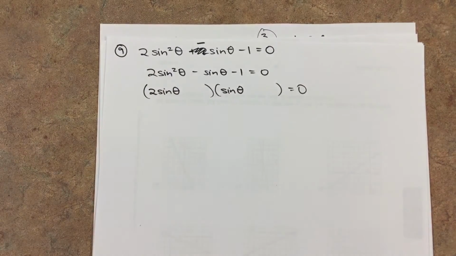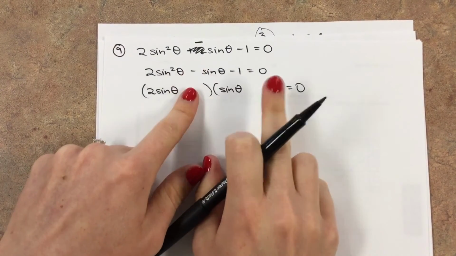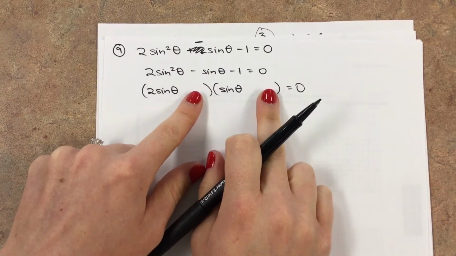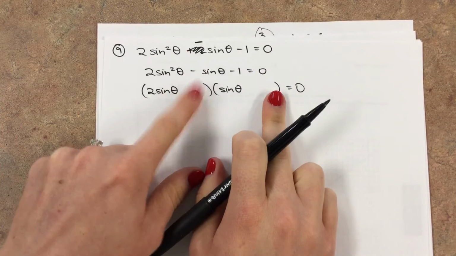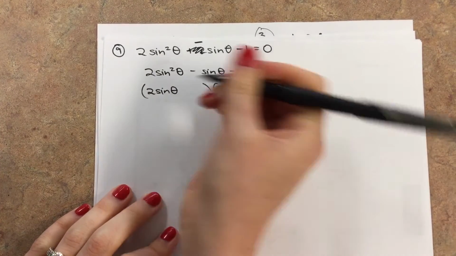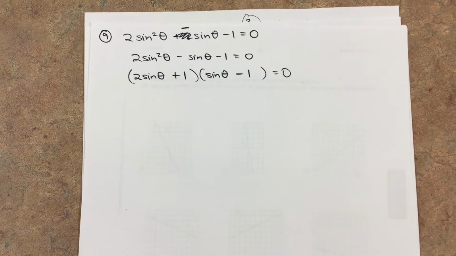So this is where we do the guess and check method. So minus 1, these two are supposed to multiply to negative 1. So it's either minus 1 here and plus 1 here, or minus 1 here and plus 1 here. It ends up being minus 1 here and plus 1 here. Okay, so we went through a couple of these in class with the guess and check method.